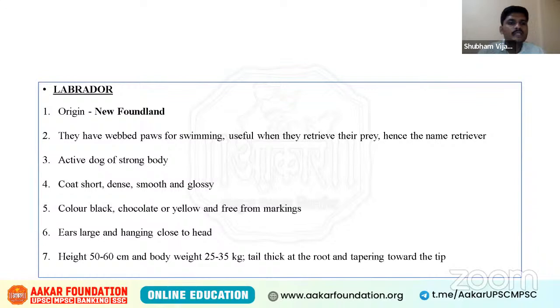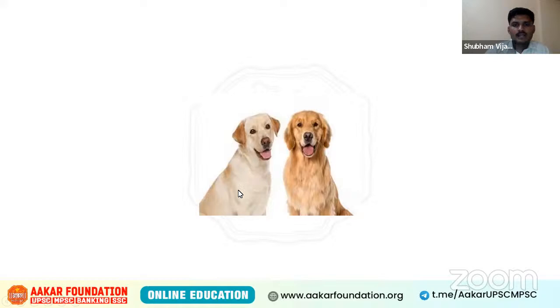So the next one, this is an active dog with a strong body. Coat is short, dense, smooth, and glossy. Color is black, chocolate, or yellow, free from markings. Ears are large and hanging close to the head. Height is about 60 cm. Body weight is about 25 to 35 kg. Tail is thick at the root and tapering toward the tip. Here, this is the Labrador retriever.